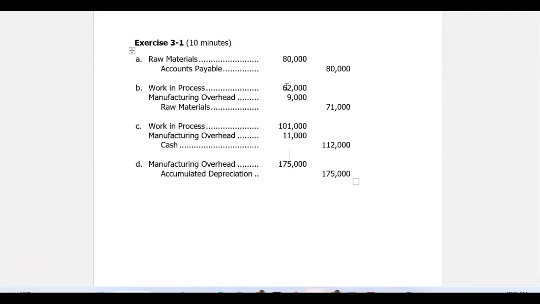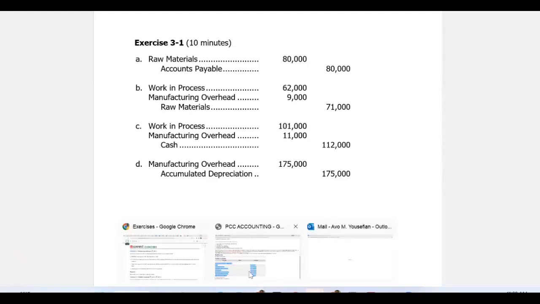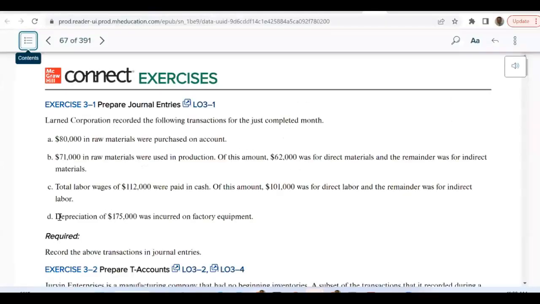So far, what do we have? We have direct material of 62,000 in work in process. We have 101,000 of direct labor in work in process. Now you need to see what else you have in regards to manufacturing overhead. We have depreciation for equipment to recognize for the month. And that's depreciation of 175,000 that has been incurred, and you need to recognize it.